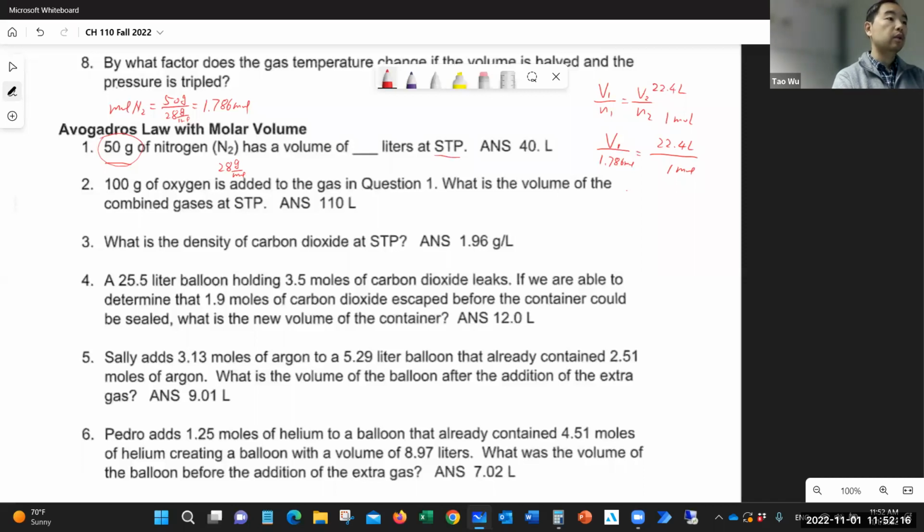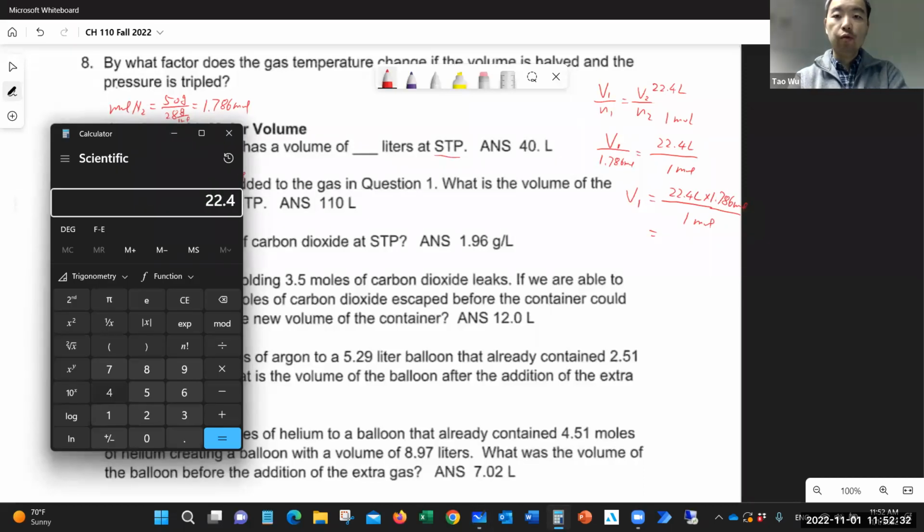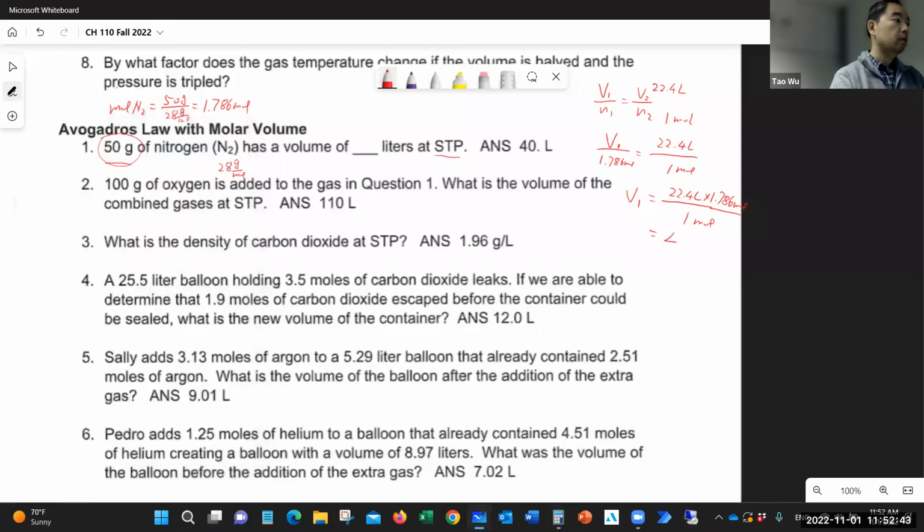So in this case, you can solve V2 as 22.4 liter times 1.786 moles divided by 1 mole. And then you will see 22.4 times 1.786 is 40. Sorry, 40 liter. That's going to be 40 liter. So this is one way to solve the problem.